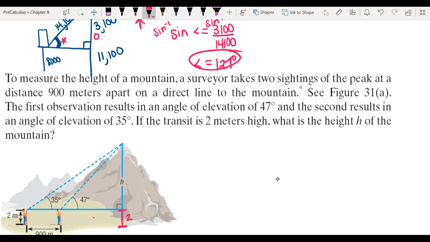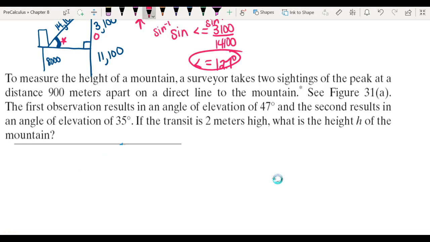So I'm going to use law of sines on this picture. Usually when you have this kind of picture going on, you're going to use law of sines. The first thing I know is this is 133 degrees. I'm just trying to manipulate this picture so that I have the information that I need.